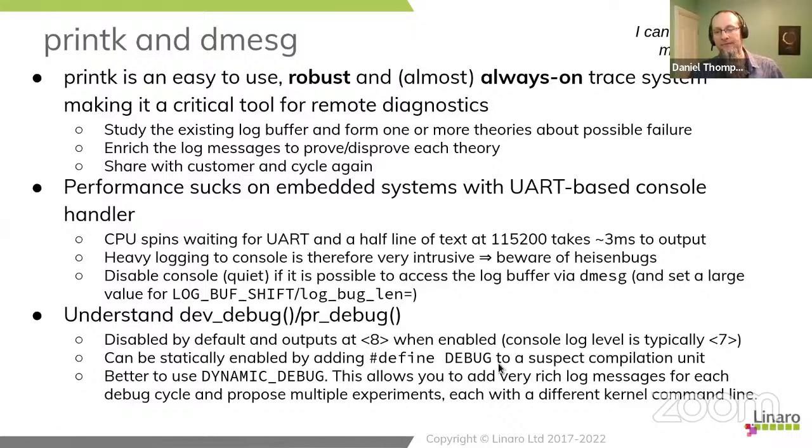Note that disabled by default is not the same as the log level. So they are genuinely disabled by default. They are not compiled in. When they are enabled, they will output at log level 8, which goes into the dmesg buffer, but it doesn't go to the console log by default. The default console log level is 7. If you're not quiet and you're not debug, then the default console log level is 7, which means it won't go to the UART by default, which is quite often a good thing.